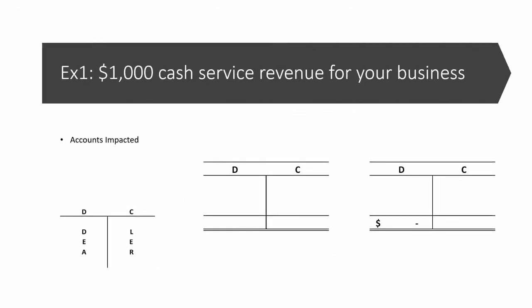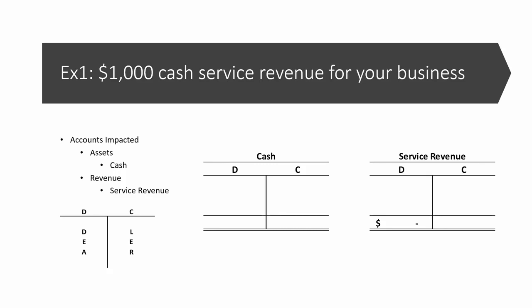In this example, we had a $1,000 cash revenue for our business. To record this, we need to identify the accounts impacted, the amount, and then reference the accounting equation or DC Dealer to determine how to record this.